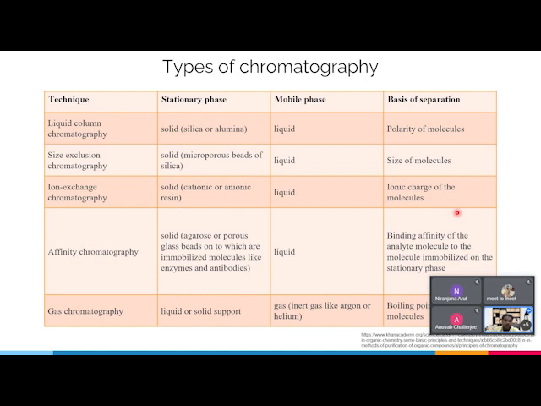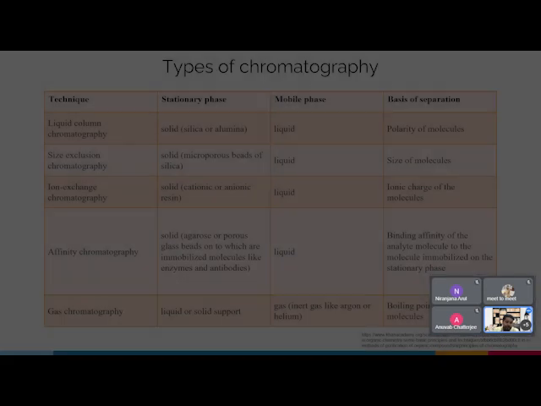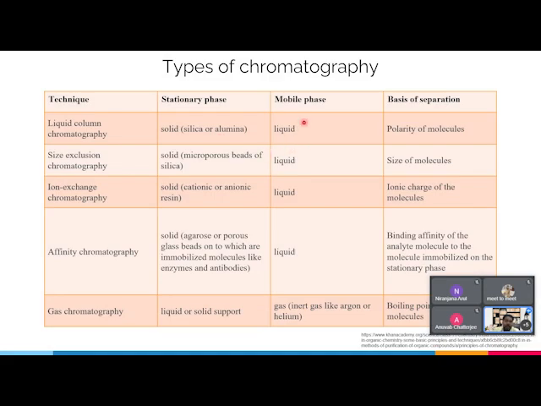Now let us go into the types of chromatography, like how exactly the separation occurs. So we deal with major types of chromatography only here. The first is liquid column chromatography, in which we have a solid stationary phase such as silica or alumina. So liquid chromatography is the diagram we just saw. The mobile phase is liquid and it separates on the basis of polarity.